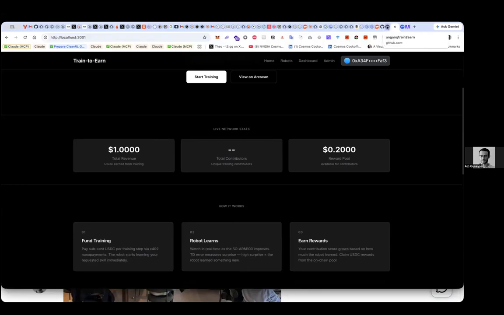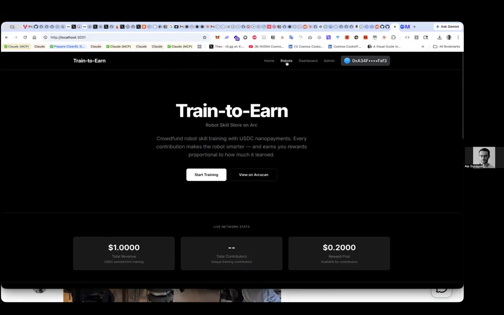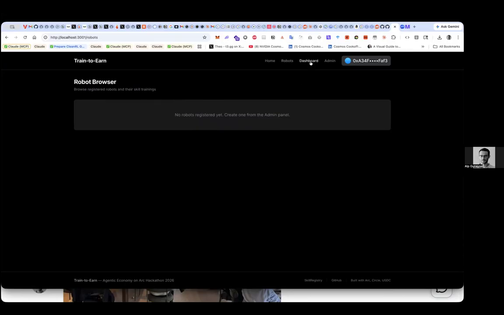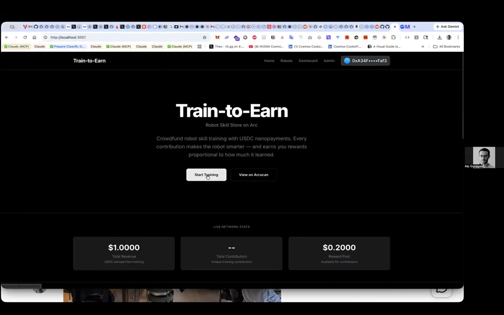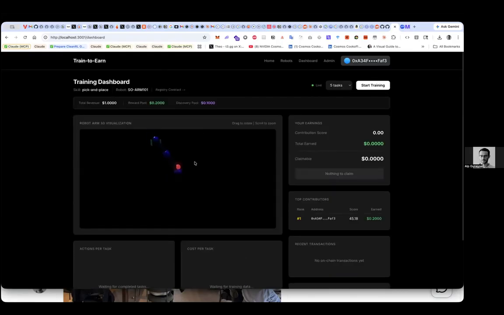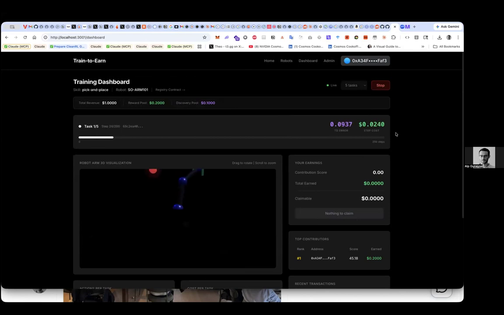So what it does is, there are robots. Right now there are no registered robots, just a SO-ARM 101 robotic arm, and the idea is you simulate the training for different tasks for the robot. This is a MuJoCo simulation environment, and the robot really learns those things. The people who train the robot make nano payments, sub-1-cent payments, to train the robot. In return, they get NFTs.